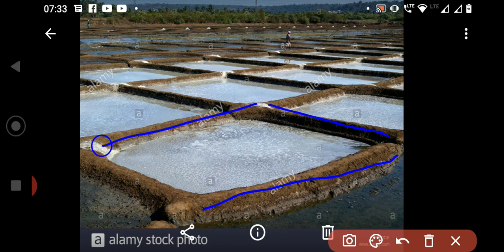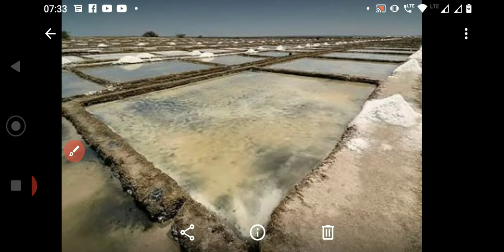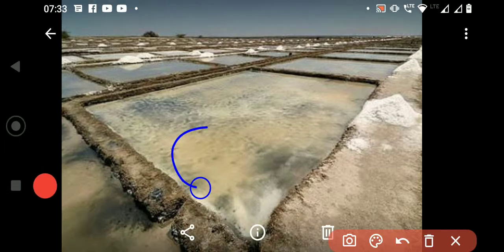And then water is collected here, and slowly the salt gets deposited. Can you see? It gets deposited here in the water. And then, with the help of a spade-like thing, they just pull it towards themselves and collect it in the corner. Here in the next picture it will be very clear. Can you see the salt deposited here? Can you see the white thing collected here?